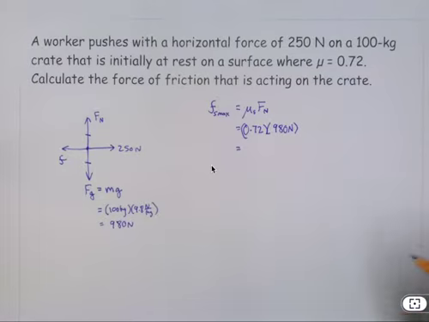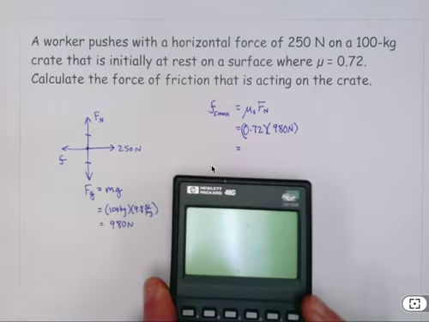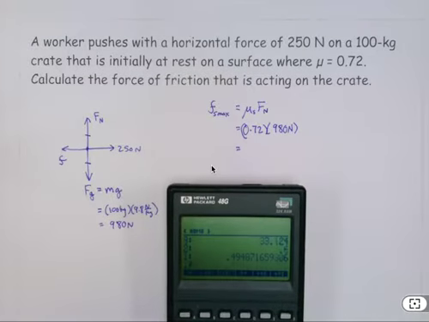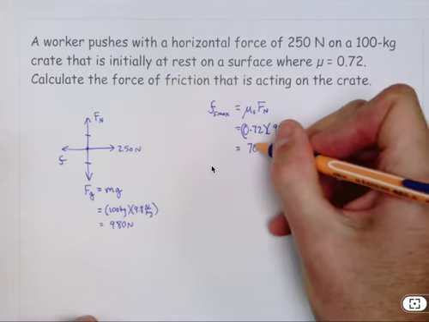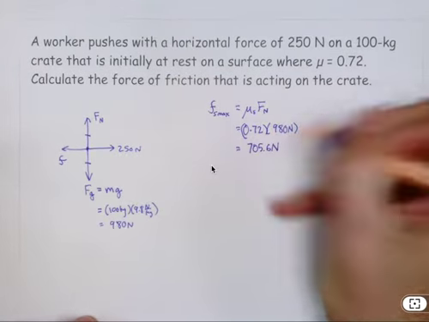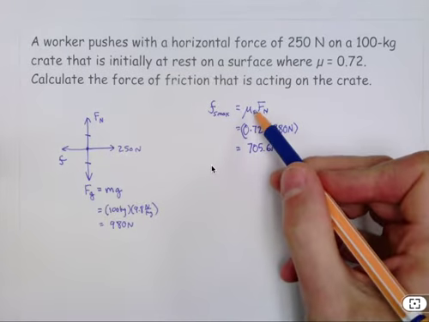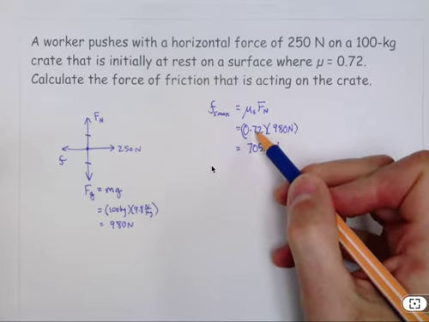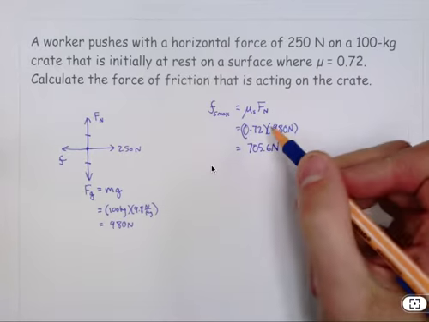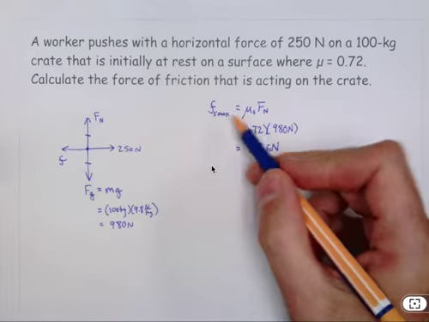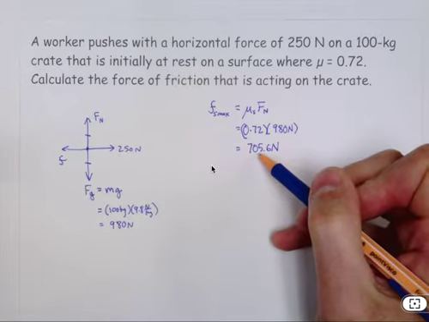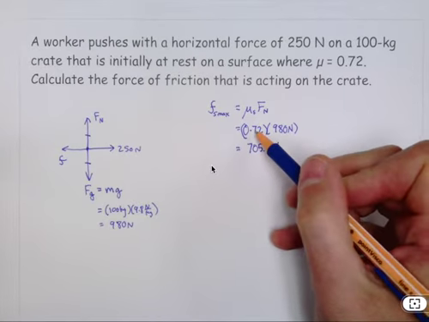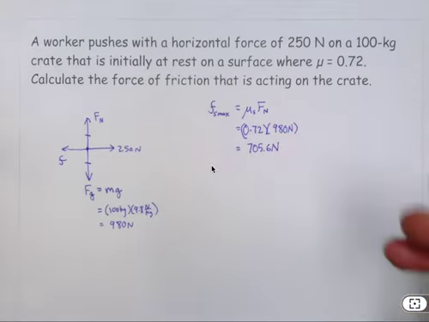So now when you multiply those two things together, I got my calculator here, so 0.72 times 980 is 705.6 newtons. By the way, coefficient of friction, 0.72, really just means that for whatever these two surfaces are, the force of friction is always 72% of the normal force. That's what 705.6 newtons is, 72% of that normal force.